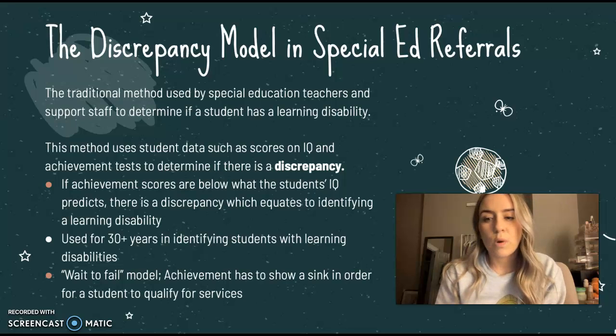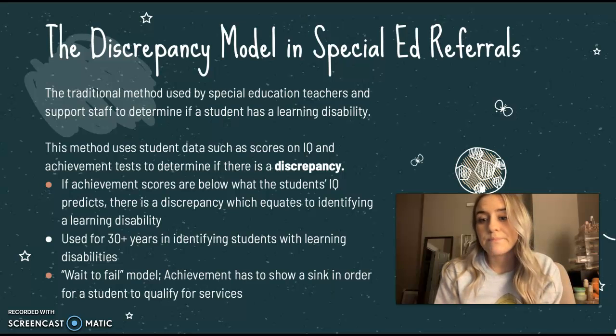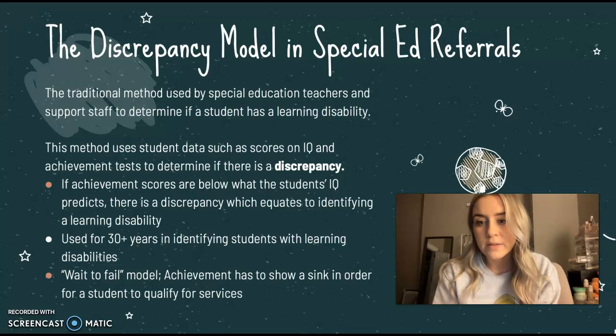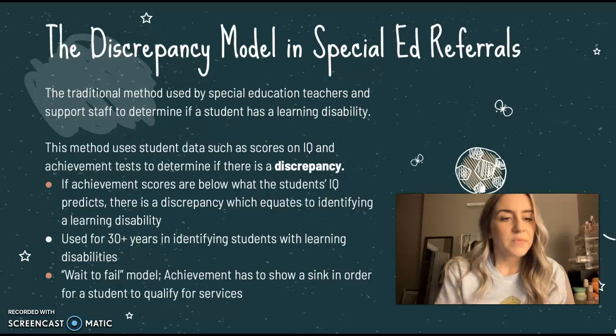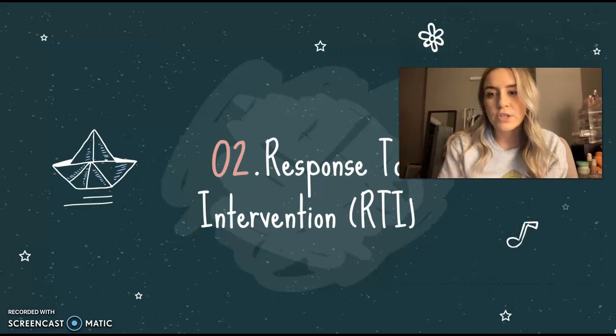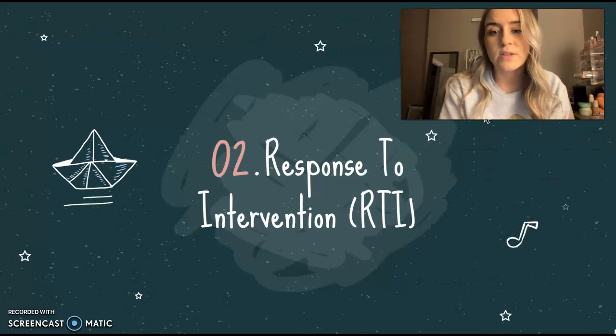This is what we have used to identify those learning disabilities, and it has been widely said to show inadequacies in identifying students of color more often than students not of color. So this is a model that we in the special education field are trying to move away from, but it is what we have previously used, prior to our next slide, which is response to intervention.